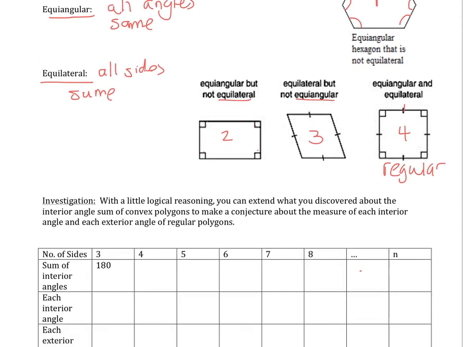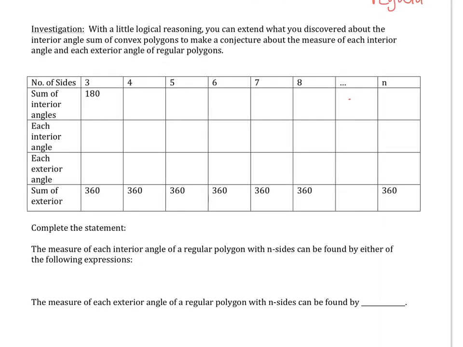Now, we're going to do an investigation about the number of sides of a polygon and then the sum of the interior angles, each interior angle, each exterior angle, and the sum of the exterior angles. We already know the sum of the exterior angles of any polygon is 360. We know how to do the sum of the interior angles, which is n minus 2 times 180.